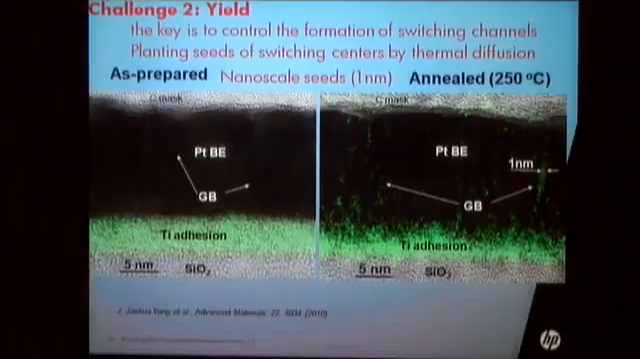We found that the key for the yield is to control the formation of the switching channel inside of the device. One approach is to plant seeds of switching centers by thermal diffusion, as shown here. We use titanium adhesion material to thermally diffuse through the platinum bottom electrode. It diffuses through the grain boundary, forms very thin atom chains, and gets to this interface, reacts with the oxide material, locally reducing the oxide material, giving us very small switching center seeds we need for the conductance channel formation.